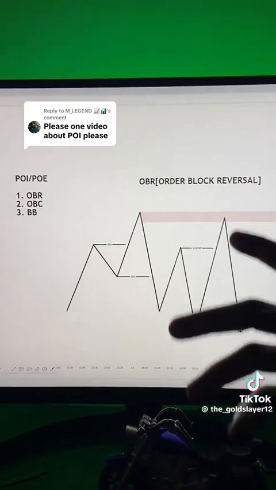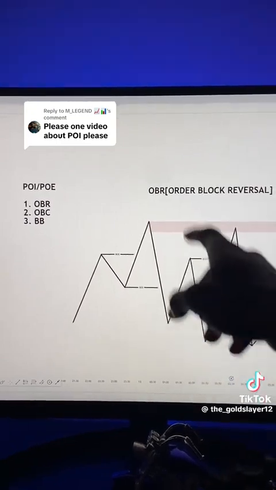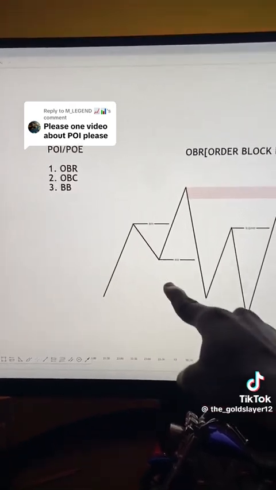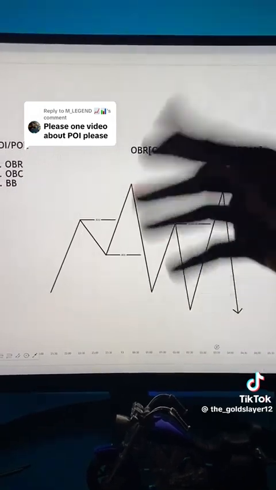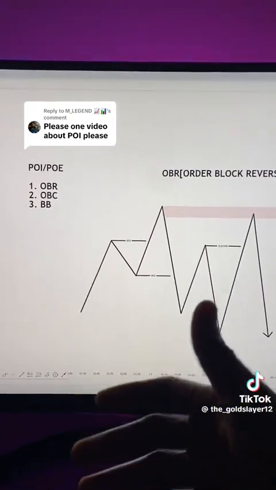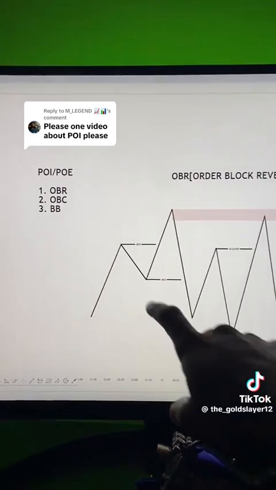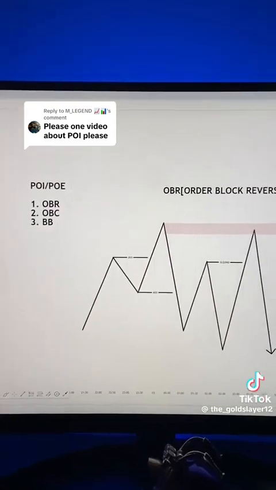Talking about the OBR, you need three things for you to have a very valid OBR entry model, which is the order block reversal entry model. You need what? Number one, your break of structure. Number two, your market structure shift, and then number three, your structural liquidity or inducement. Do you understand that? It's very simple. Break of structure is when market is breaking highs in an uptrend and breaking lows in a downtrend. The market structure shift occurs when market is breaking a low in an uptrend and breaking a high in a downtrend, guys.